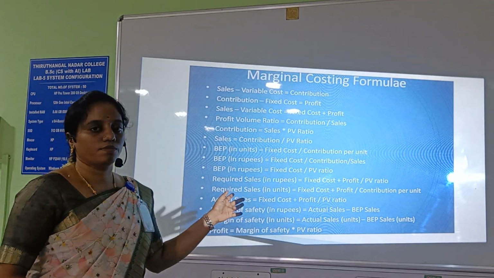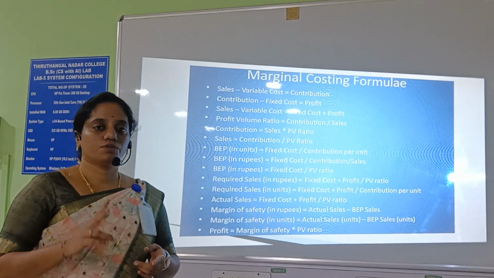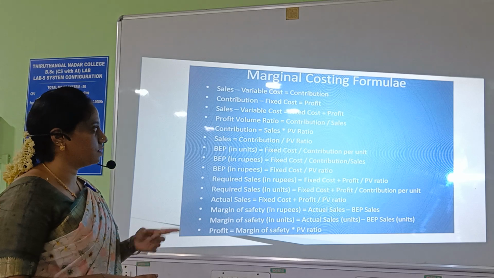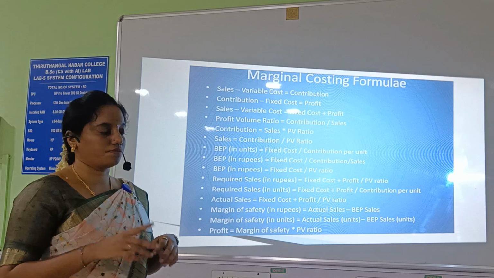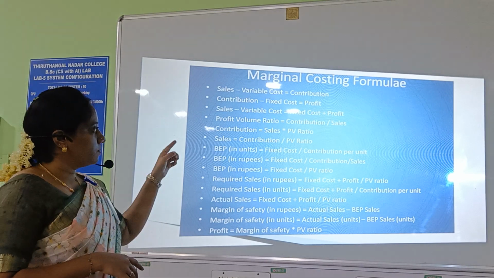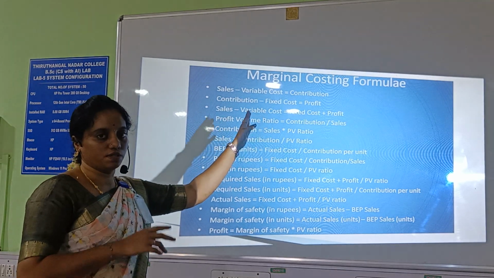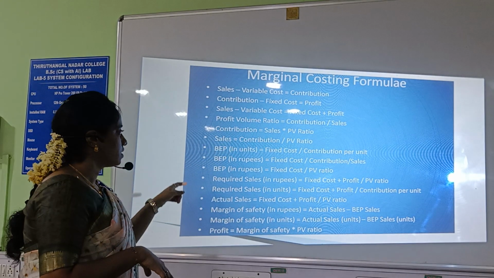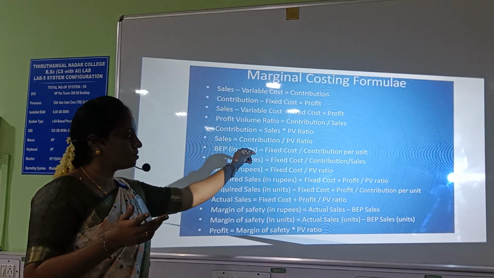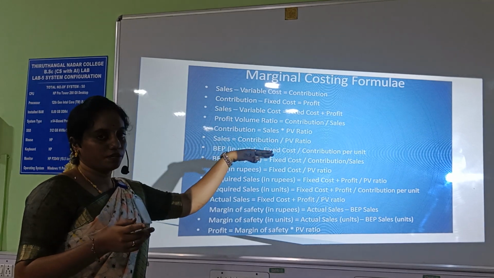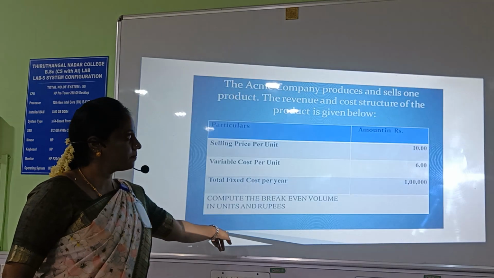So these are the important formulas under marginal costing. For calculating contribution, there are two different formulas. One is sales minus variable cost, and the other one is contribution equals fixed cost plus profit. So the marginal cost equation is sales minus variable cost is equal to fixed cost plus profit. For calculating contribution, sales into PV ratio is also used. For PV ratio, it is contribution divided by sales. So these are the important formulas which we will discuss later.